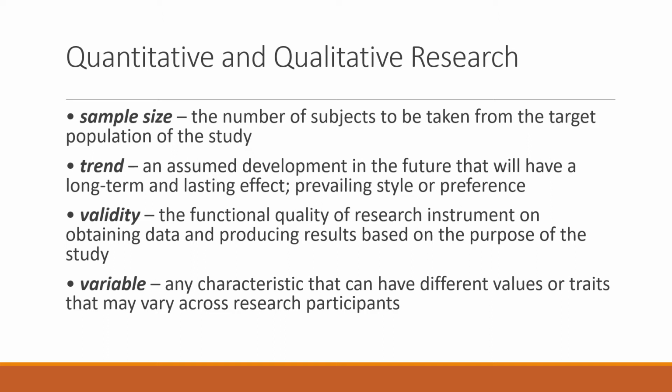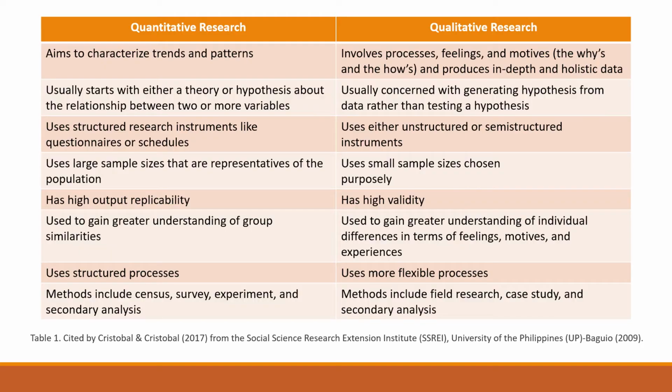Trend, an assumed development in the future that will have a long-term and lasting effect, prevailing style or preference. Validity. It is the functional quality of research instrument in obtaining data and producing results based on the purpose of the study. Last, variable. Any characteristic that can have different values or traits that may vary across research participants.